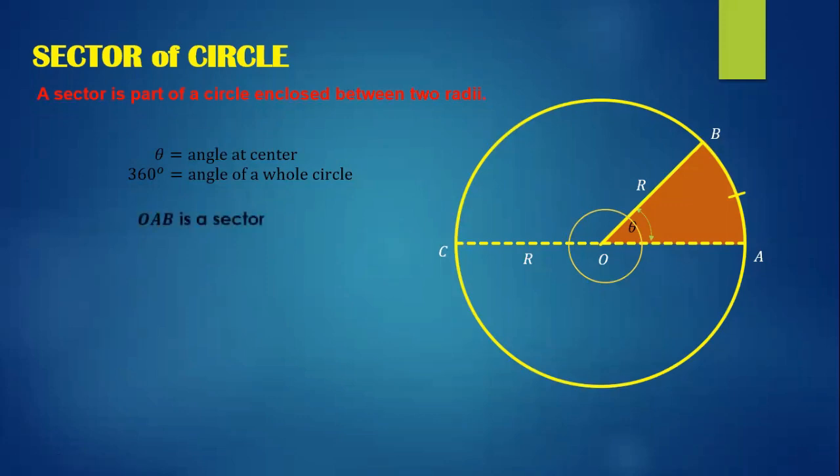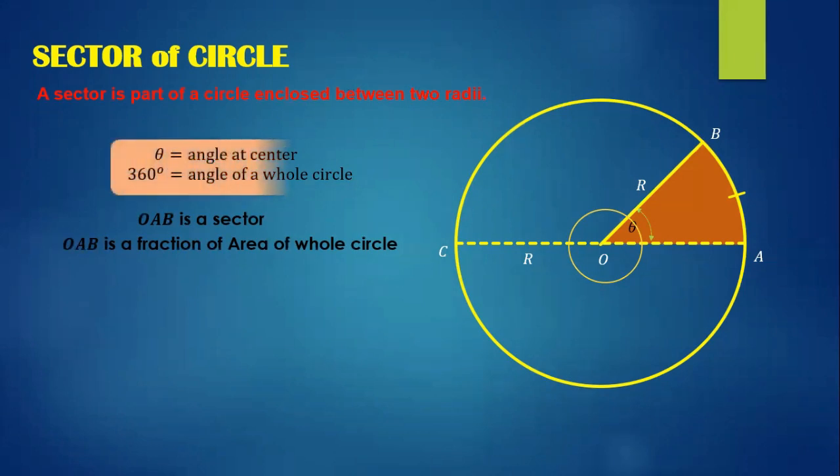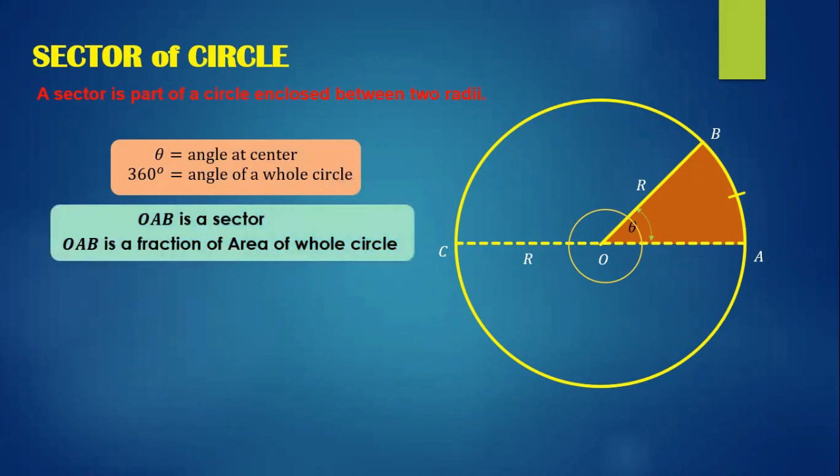OAB is a sector. A sector is a part of a circle enclosed between two radii. OAB is a fraction of the area of a whole circle. That's very clear, right?